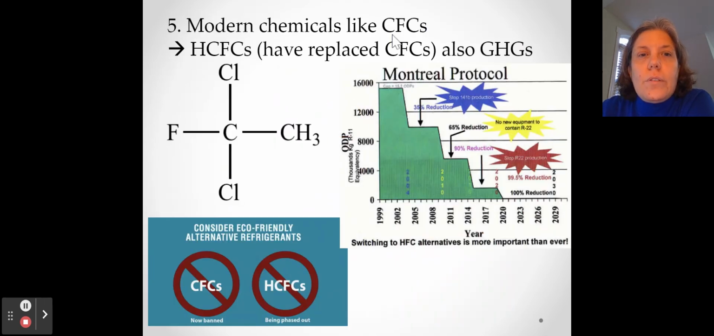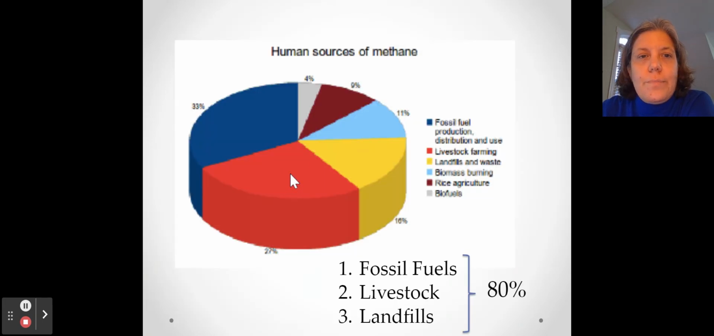And then I have modern chemicals like CFCs. HCFCs have replaced CFCs, but they're also greenhouse gases. So we knew that the CFCs were causing a hole in the ozone layer. So through the Montreal Protocol, we have tried to reduce that quite a bit, and we've actually fixed the hole in the ozone layer, but we also have replaced them with some things called HCFCs sometimes, which also ends up being a greenhouse gas.